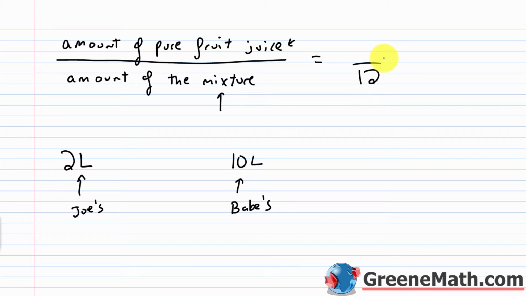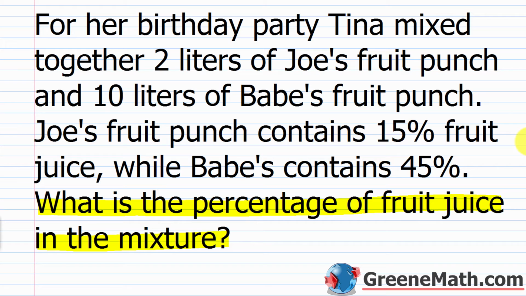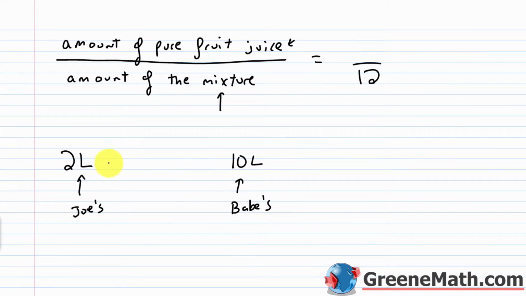Now, what's the concentration of each? Well, it says that Joe's fruit punch is 15% fruit juice and Babe's is 45%. So Joe's is 15%, and Babe's is 45%. So if I multiply 2, which is the number of liters of Joe's, times 15%, or 0.15 in decimal form, that would give me the amount of pure fruit juice in Joe's fruit punch, right? The amount I added from that. So 2 times 0.15 is 0.3.